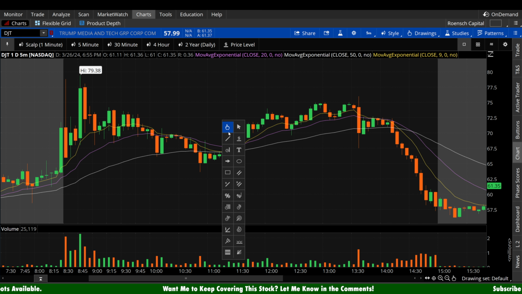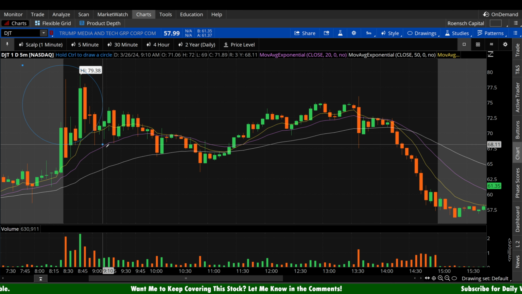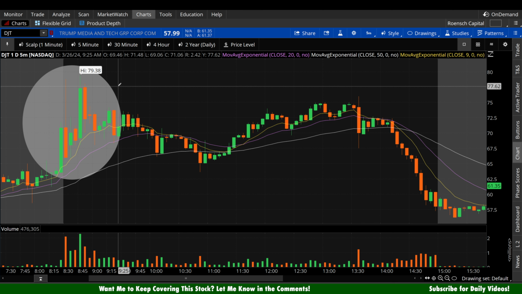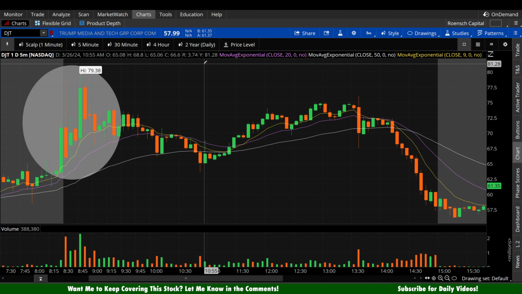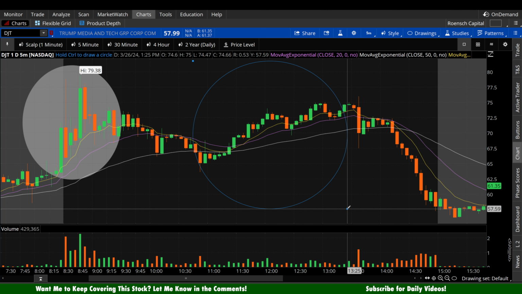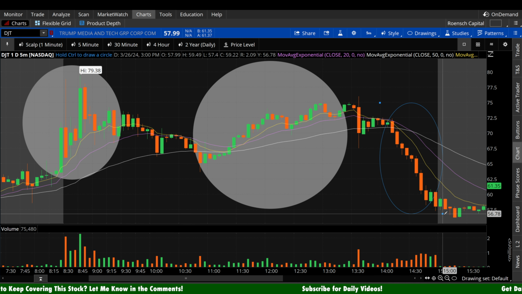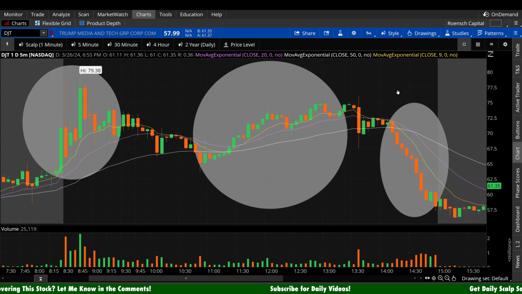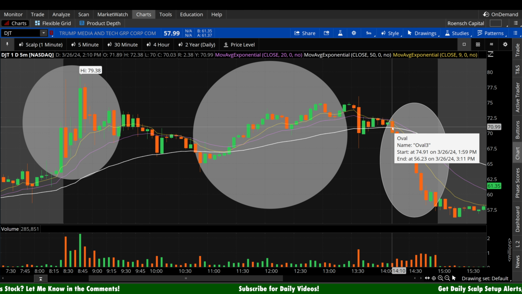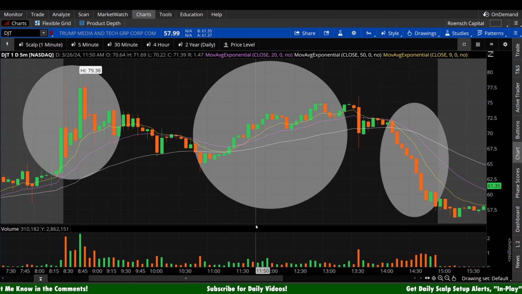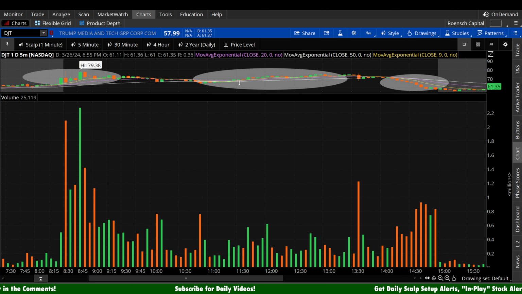So listen, if we take a look here, there are a few things that I want to pay close attention to. This initial move off the open. I want to take a look at this intraday lunchtime upside fade that we saw. And then, especially this dump, that fade into the close from just above 70 bucks a share down to about 60 bucks a share. So let's take a look here, starting from left to right.